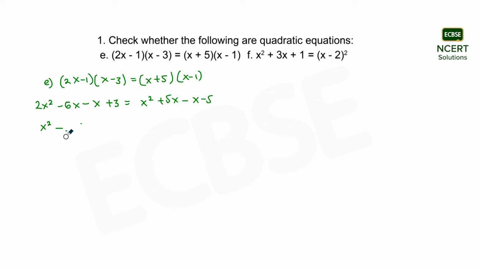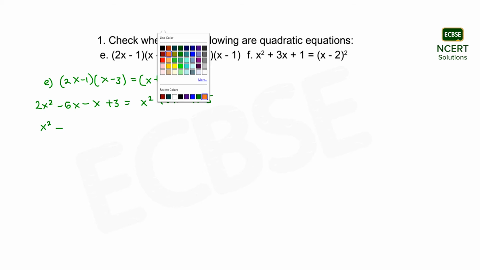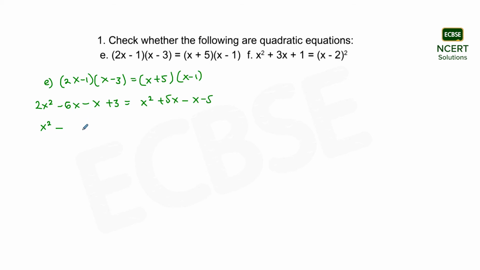This is the mistake you can make. That's why I was not writing the steps. So don't forget to write the step by step procedure, okay? So here it will be x square minus 7x minus 4x comes out to be minus 11x, and then plus 3 plus 5 is equals to plus 8, which is equals to 0. So clearly here a is equals to 1, which means that yes, this is also a quadratic equation because the coefficient value of a is equals to 1, not 0.